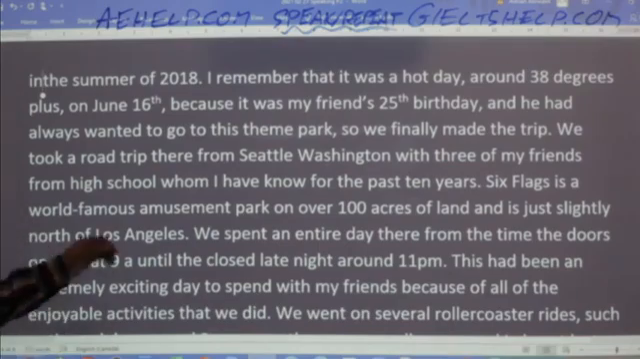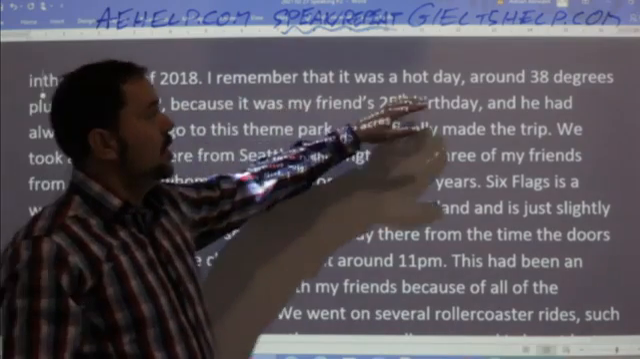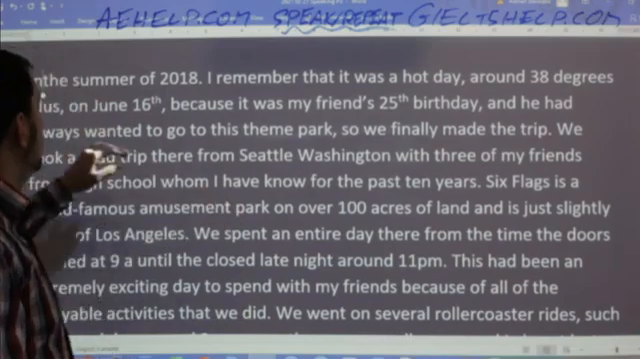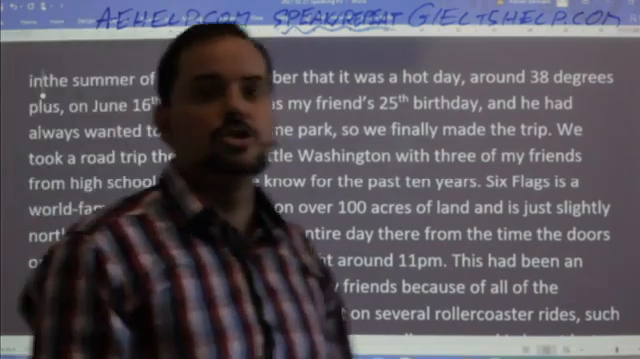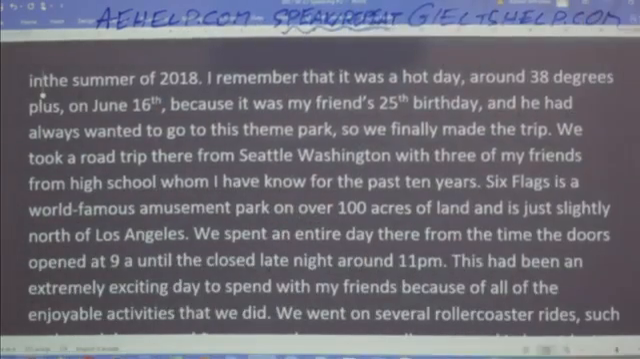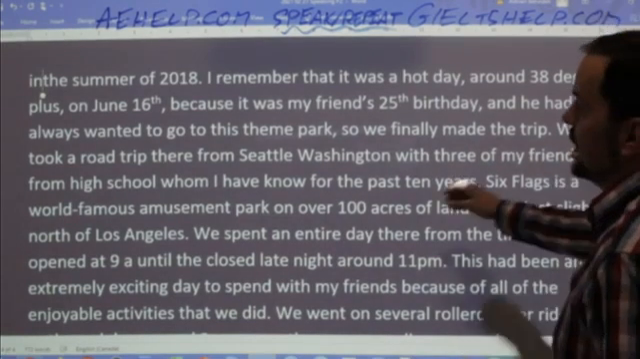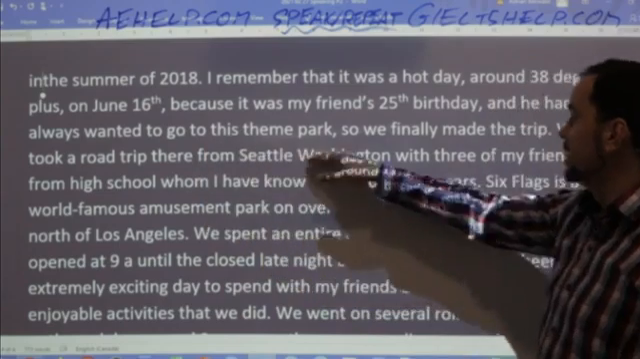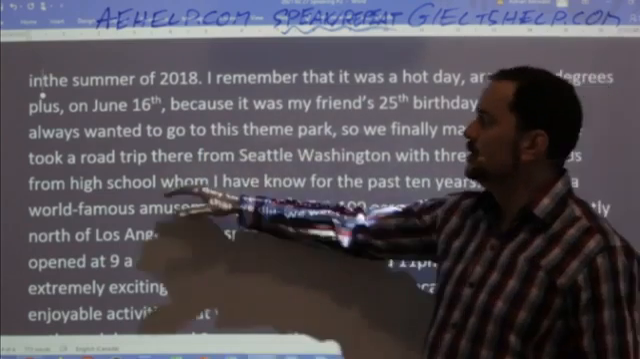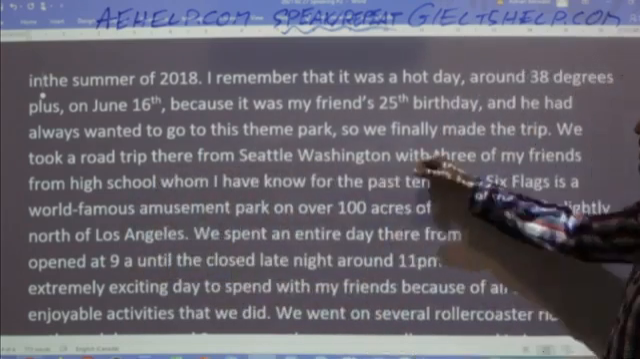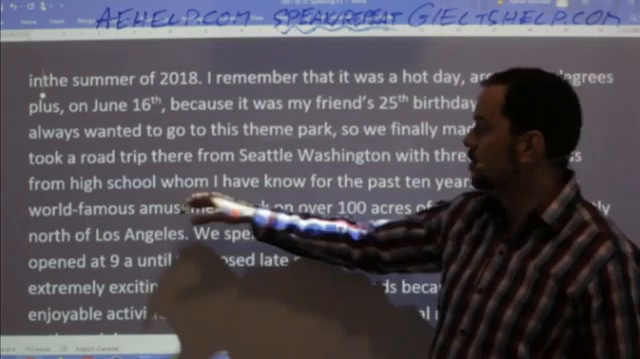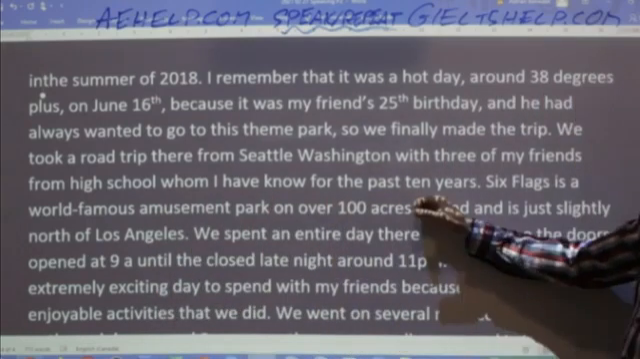2018. I remember that it was a hot day, around 38 degrees plus on June 16th, because it was my friend's 25th birthday, and he had always wanted to go to this theme park. So we finally made the trip. We took a road trip there from Seattle, Washington, with 3 of my friends from high school whom I have known for the past 10 years.